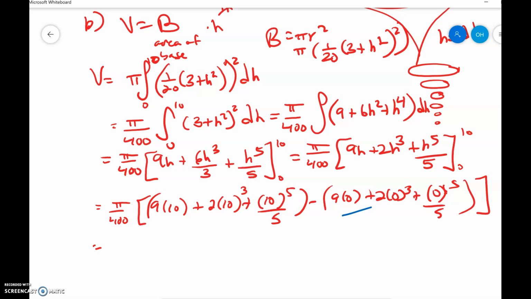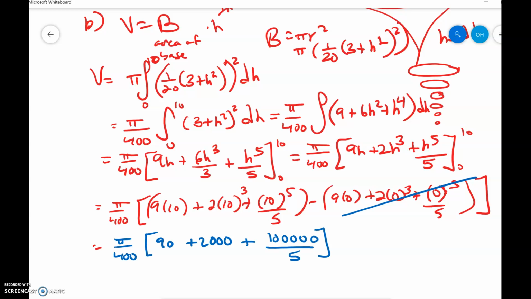So this goes away because that's all 0, and I have pi over 400, and this ends up being 90 plus 2,000 plus, there's 5 zeros here, and that ends up giving me 22,090 pi over 400. Again, I don't need to reduce that, but I could cancel one of the zeros. And the units, because it's volume, would be inches cubed.